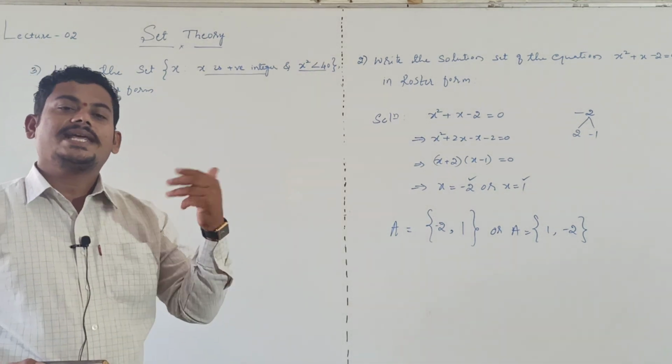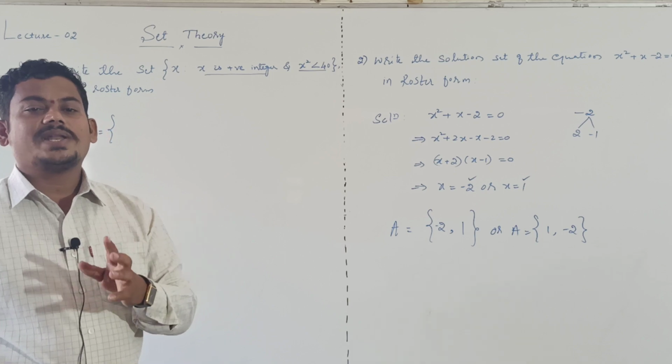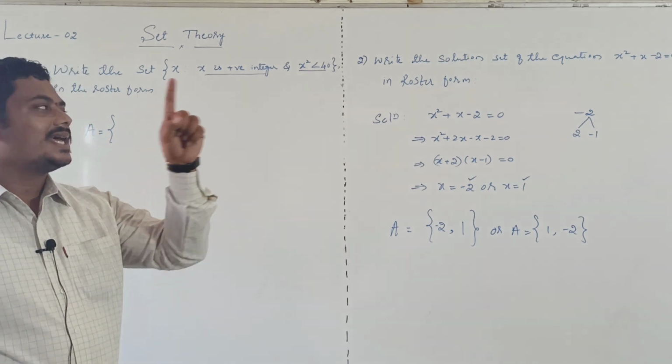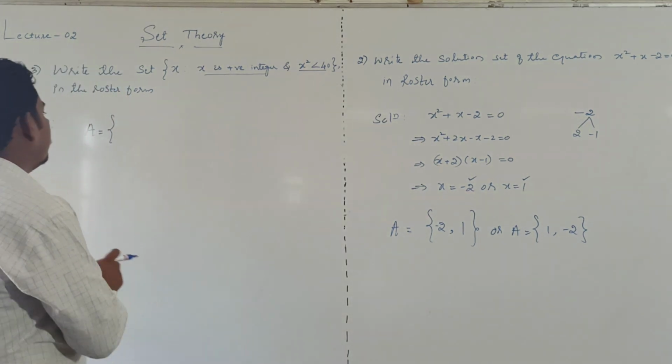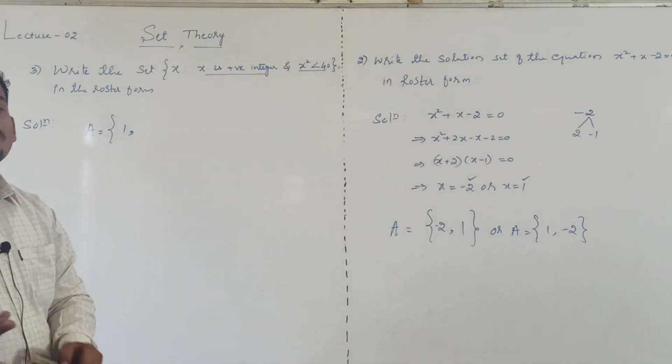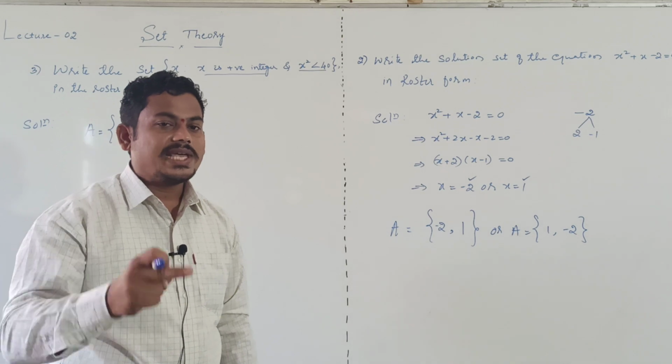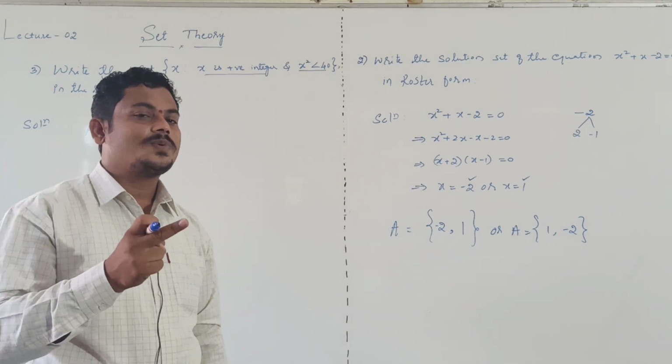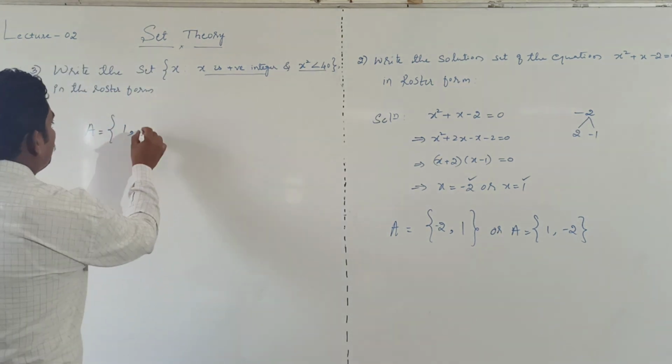Take 1 and take its square. What is 1 square value? 1 square is 1, clearly it is less than 40. Means one of the elements is 1. Tell me, is 2 possible or not? Clearly 2 is a positive integer and its square is 4, which is less than 40. 2 is possible.